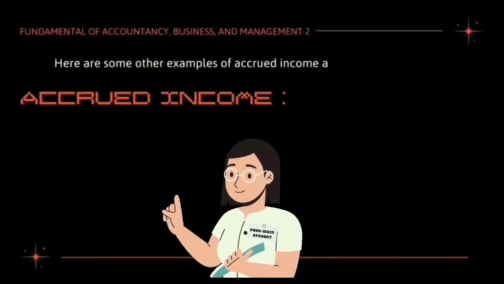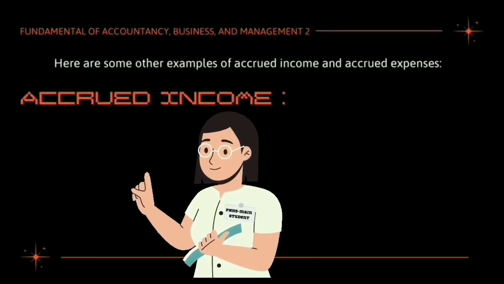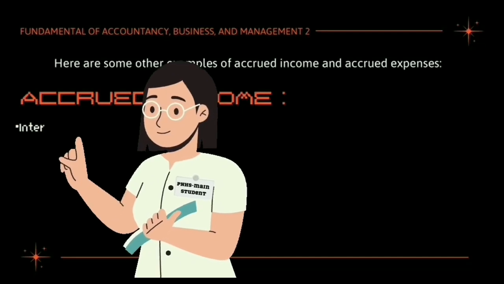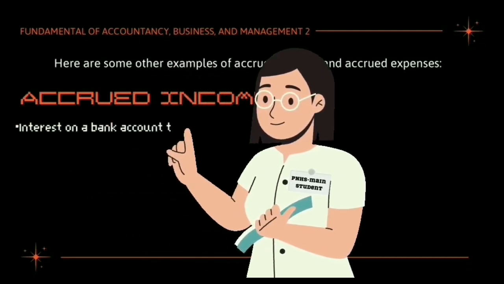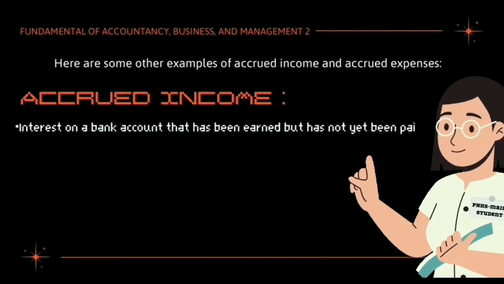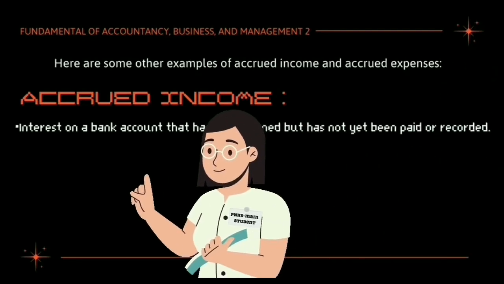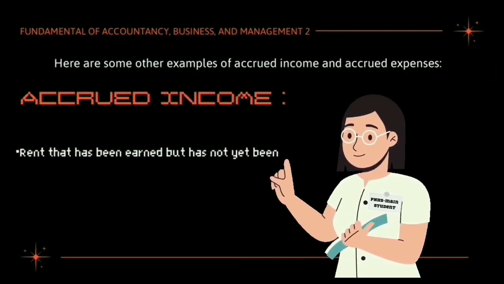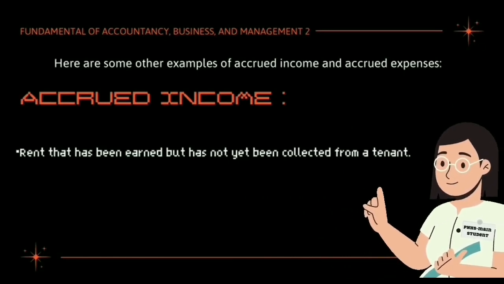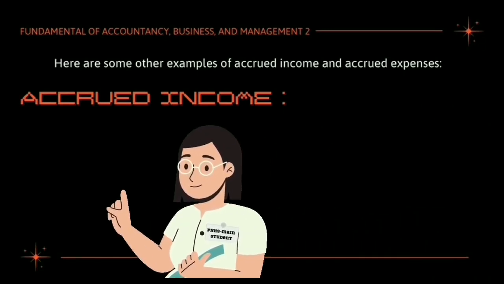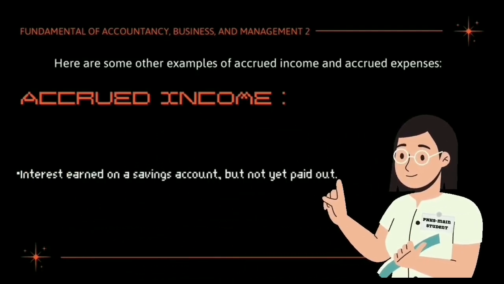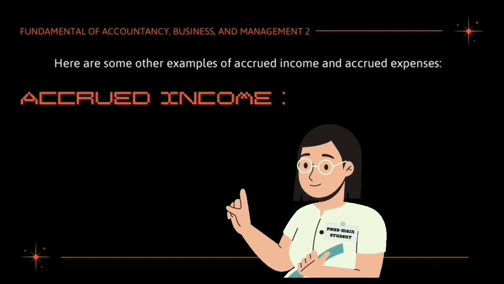Here are some other examples of accrued income and accrued expenses. The first one is interest on a bank account that has been earned but has not yet been paid or recorded. The second one is rent that has been earned but has not yet been collected from a tenant. Third is interest earned on a savings account but not yet paid out.